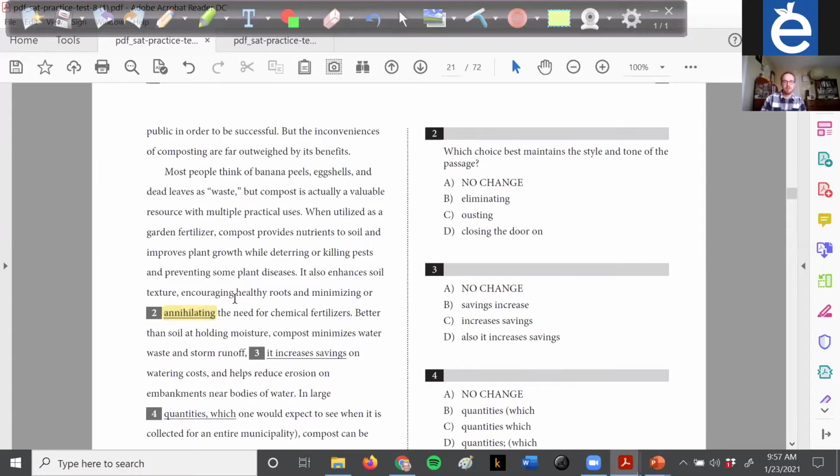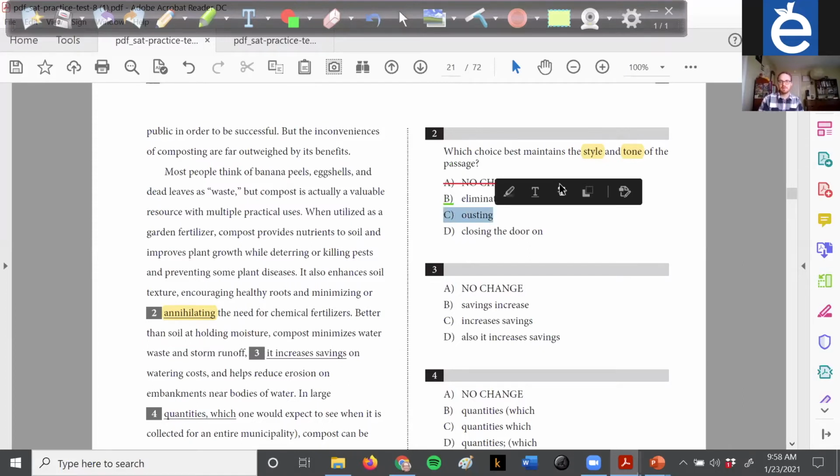Well, what are we being tested on here? Which choice best maintains the style and tone of the passage? I don't know about you guys, but annihilating seems a little extreme. Remember, content is what a passage says, tone is how a passage feels. So annihilating might work if we were talking about pro wrestling or something, but we're just talking about compost here. We're annihilating the need for chemical fertilizers. Eliminating, yeah, you might be familiar with the phrase to eliminate a need. Ousting a need, that doesn't really work.